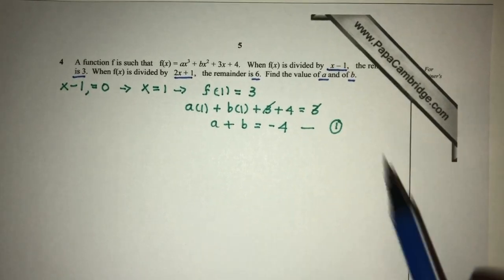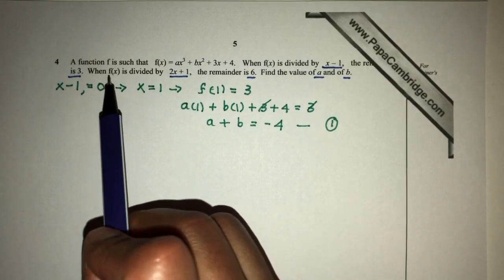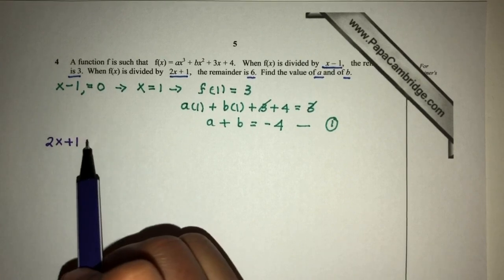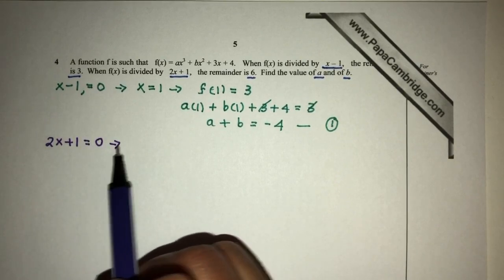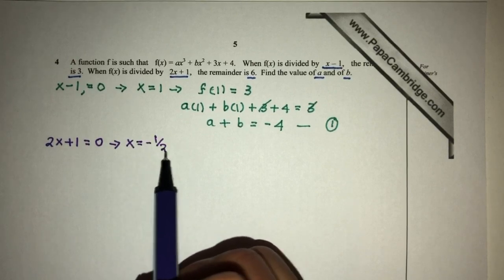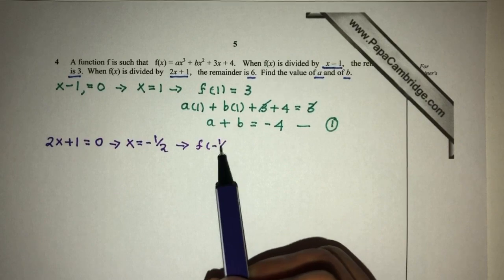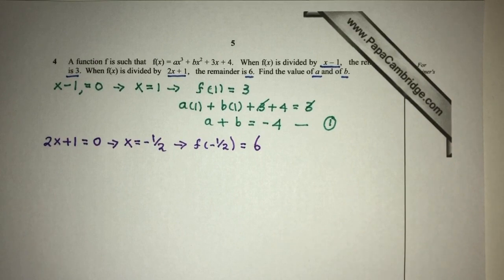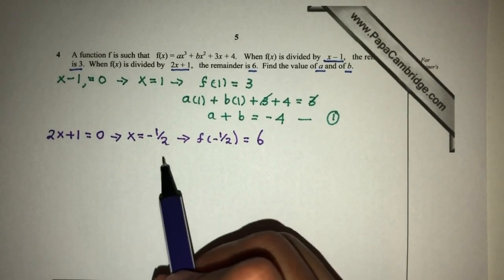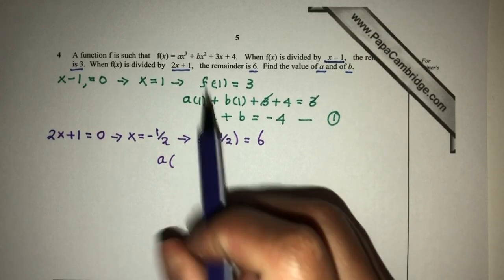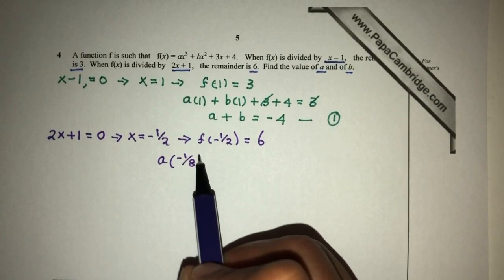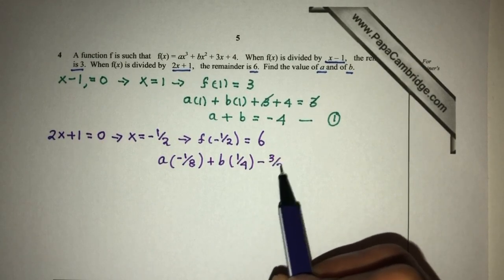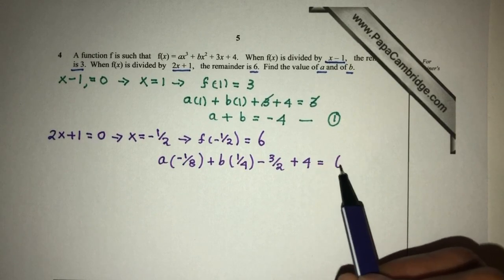Now let's use the other information here. It says when the function is divided by 2x plus 1, same step, equate to 0. x will be minus 1 over 2. That will be f of minus 1 over 2 has to give you a remainder of 6. So again, we have another equation. So let's replace and see what happens. That will be a times this cubed, that will become minus 1 over 8, plus b times 1 over 4, minus 3 over 2, plus 4 has to be the value of 6.